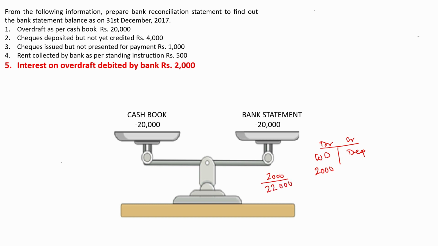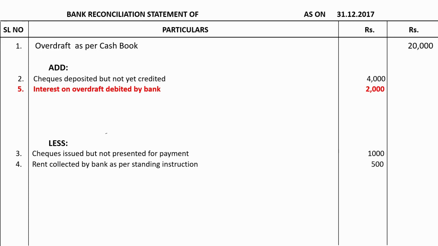That means the bank statement shows a 22,000 rupee overdraft, whereas in the cash book it is 20,000. To make this equal, we have to add rupees 2,000 to the cash book overdraft in the BRS. Interest on overdraft debited by bank is shown as an addition item in the BRS.